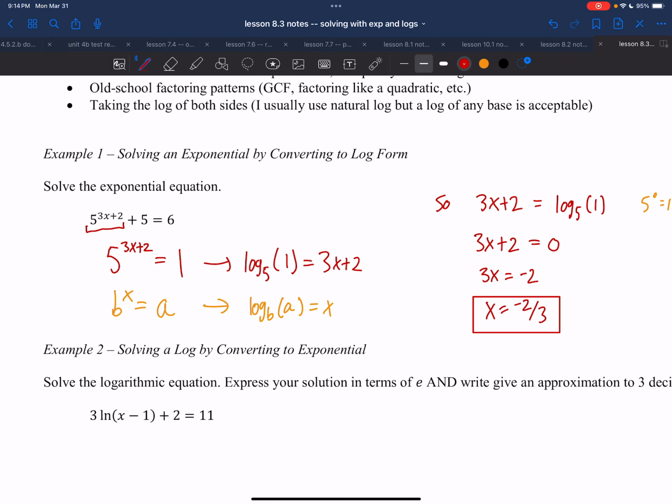So it's really just conversion. You have an exponential, you isolate the exponential, you use the rule that's written in yellow to reverse it, to do the inverse function, to rewrite it in its inverted form. And then from there, you solve for x. That's it for example 1.